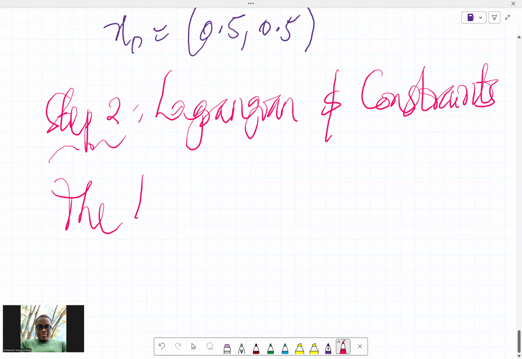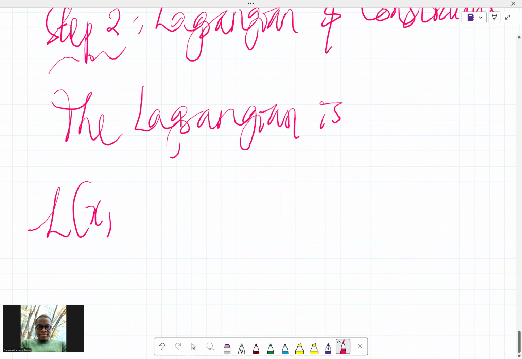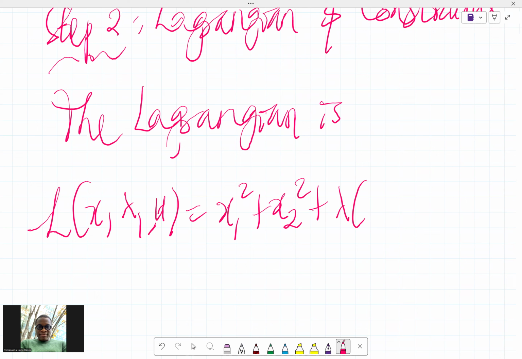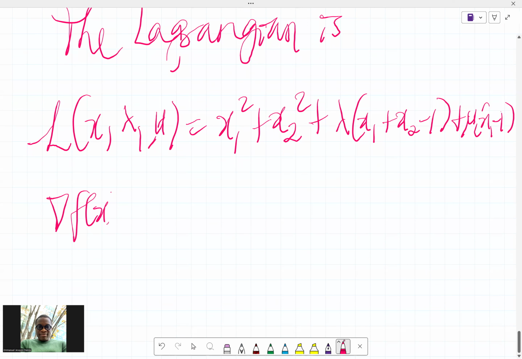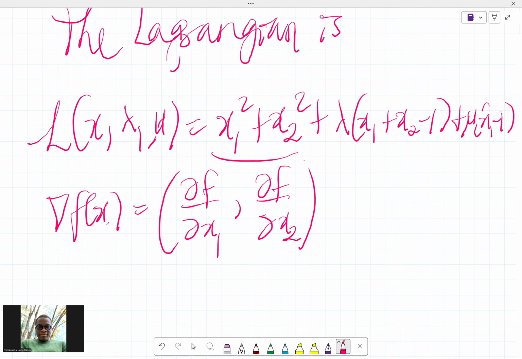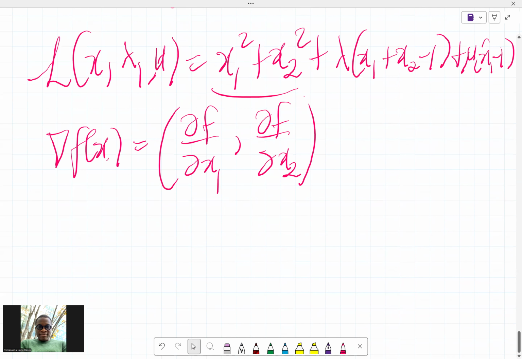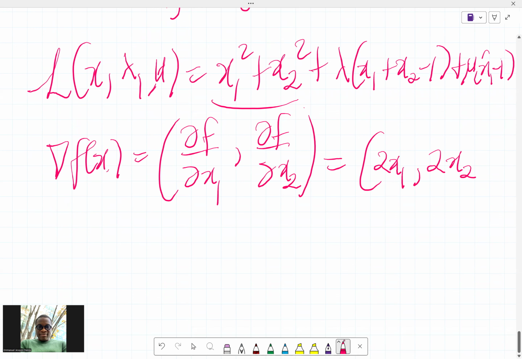So we say the Lagrangian of x, lambda, mu equals x1 squared plus x2 squared plus lambda into (x1 plus x2 minus 1), plus mu into (x1 minus 1). Put all of that together. So we know that the grad of f of x means we differentiate the function itself: partial f partial x1, comma, partial f partial x2. That simply gives 2x1, comma 2x2, and that settles that.